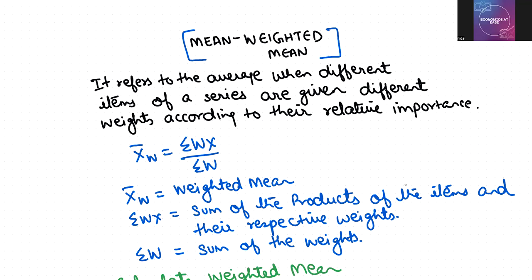I'm the educator, and in the main chapter of statistics, we are going to start the topic weighted mean. A few questions we are going to solve on weighted mean. Weighted mean is a very simple topic. It refers to the average when different items of a series are given different weights according to their relative importance. This is the formula you should know here.